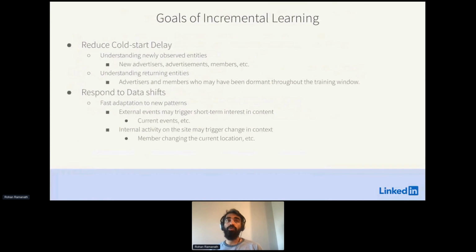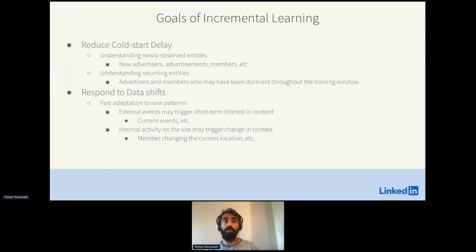We ideally want to reduce the cold start delay. What that means is with incremental training, we're able to deploy random effect models learned on newly observed entities with very little data. In the context of advertising, this includes new advertisers, newly published advertisements, as well as new LinkedIn members. So we're able to personalize really fast when these new entities enter the ecosystem. And the same applies to returning entities that may have been dormant for a very, very long time. As soon as they become active, we want to personalize for any actions that they might take on the platform.